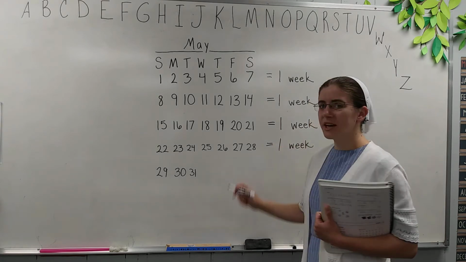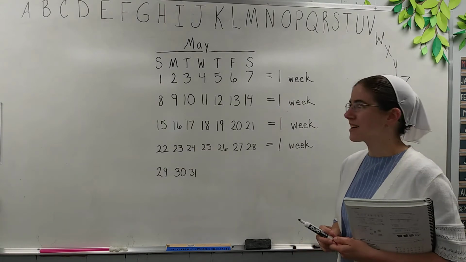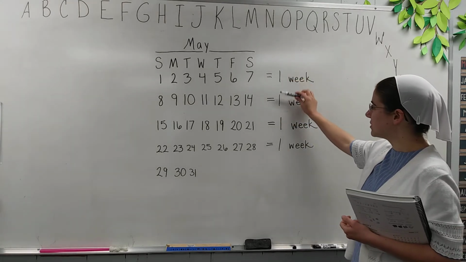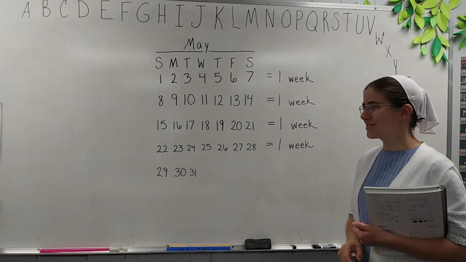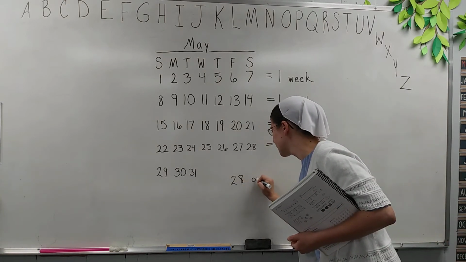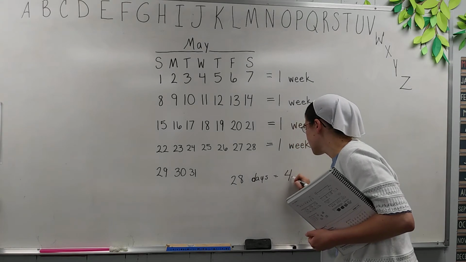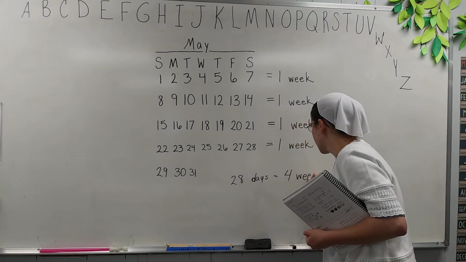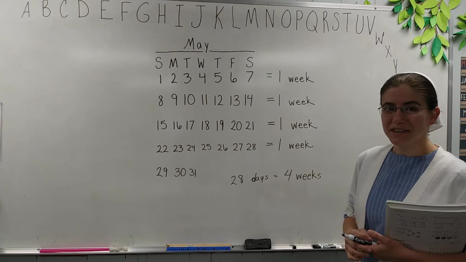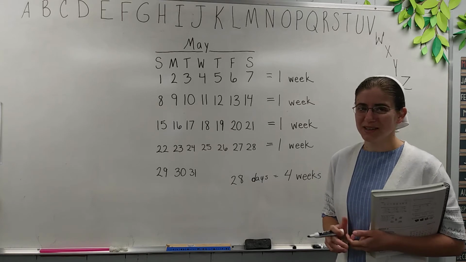So 28 days is the same as how many weeks? Okay, how many weeks are 28 days? Here's 1, 2, 3, 4. 28 days equals 4 weeks. Okay? So that is how many weeks. It takes about 4 weeks for turkey eggs to hatch.